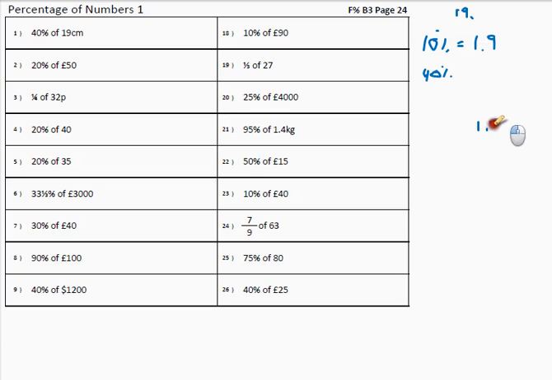Yeah? 1.9 plus 1.9. Yeah, what is that? 3.8. And then we double that 3.8 again, and we get 7.6. Now what would that be? Just 7.6? It would be centimeters, because that's centimeters.